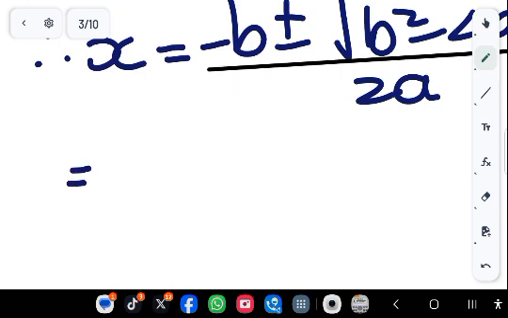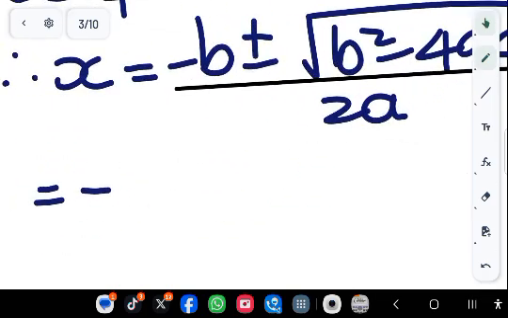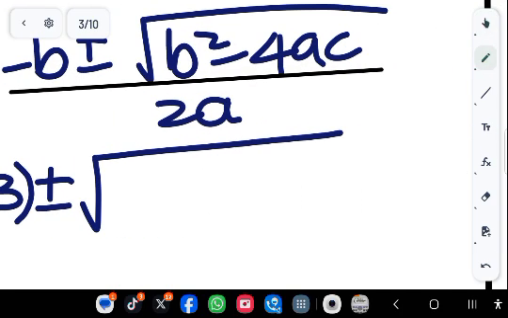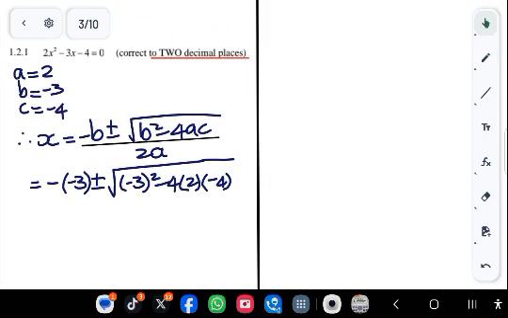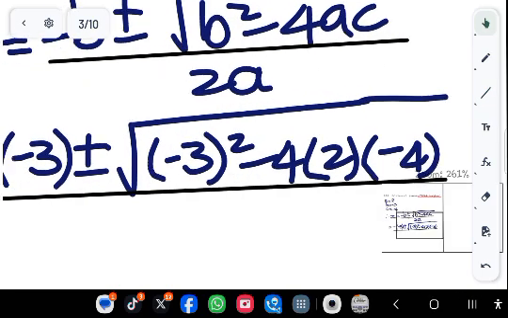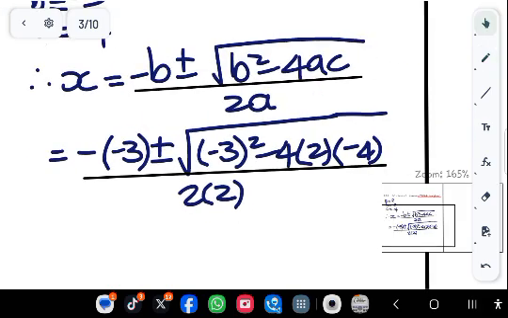Now here you must make sure that you substitute correctly, because you get marks for correct substitution. Don't work anything out, just substitute raw as it is. Now I've got b is negative 3, that will be all squared, minus 4, a is 2, c is negative 4, all over 2 times a, 2 times 2. That is our a.